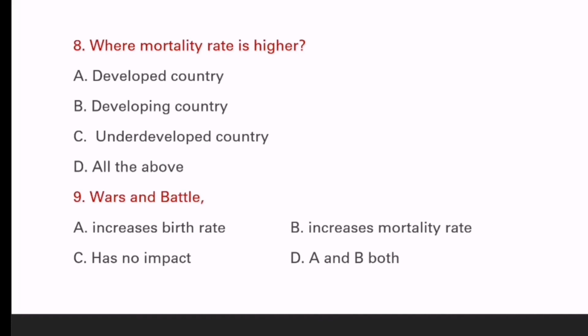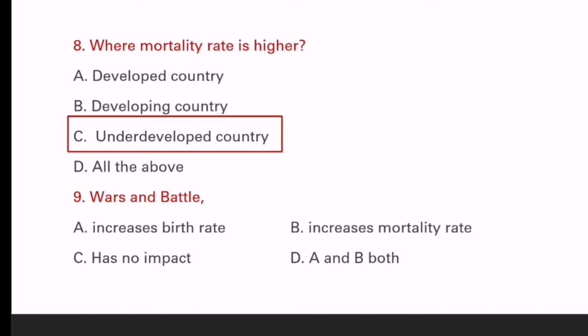Here you can see the question is, where is the mortality rate higher? The options are given like that. Option A, in developed country. Option B, developing country. C. Underdeveloped country, and D. All the above. Well, the answer to this question will be C. Underdeveloped country, because we know that compared to developed and developing countries, in underdeveloped countries the mortality rate is higher.